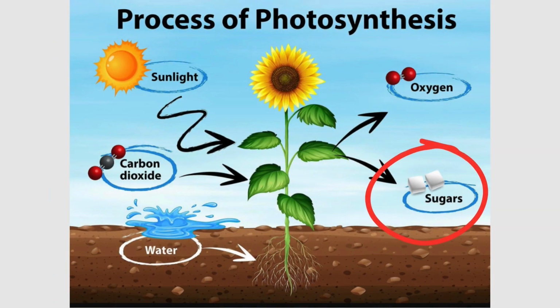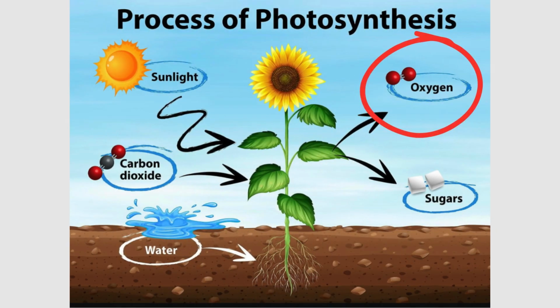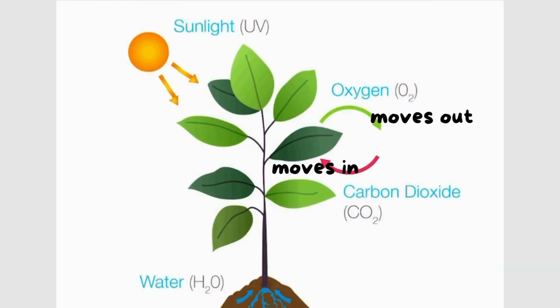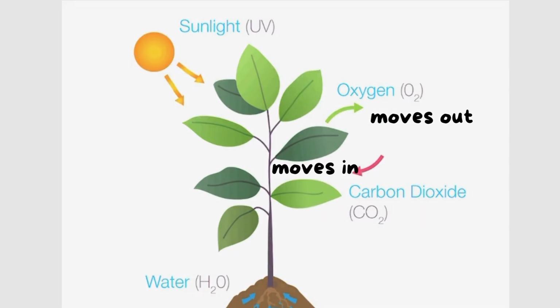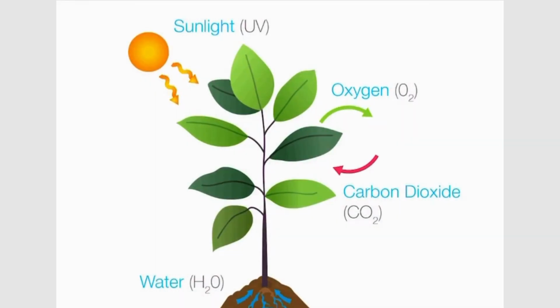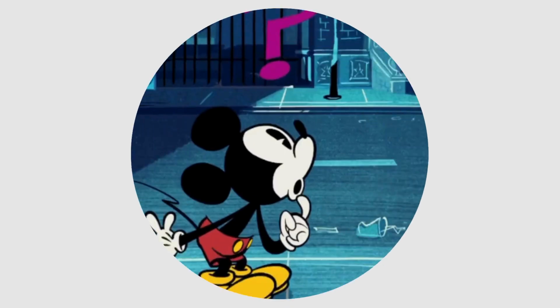Also it produces what? Yes, oxygen gas, as the leaves of the plant take in carbon dioxide, water, nutrients, and sunlight, and then it produces what? Yes, sugar and oxygen gas.